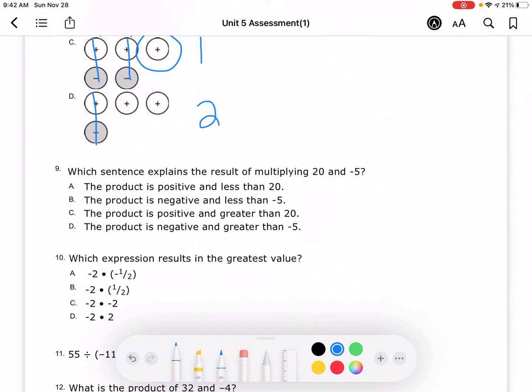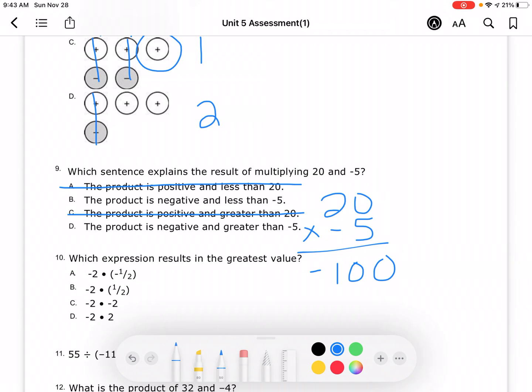Which sentence explains the result of multiplying 20 and -5? So 20 times -5 is going to give me -100. Okay, a positive times a negative is a negative number. So I know that the answer is going to be negative, so that means it's not going to be A, and it's not going to be C. And then I know that my answer, if I have -5 on my number line, -100 is less than. So that means it had to be B.